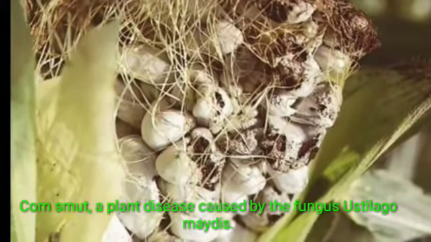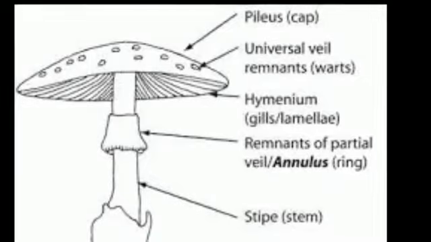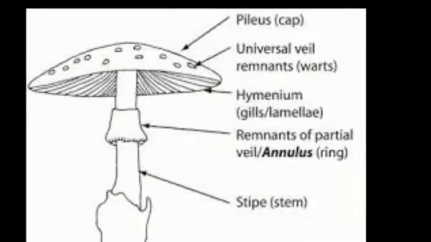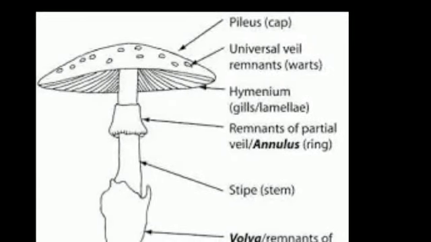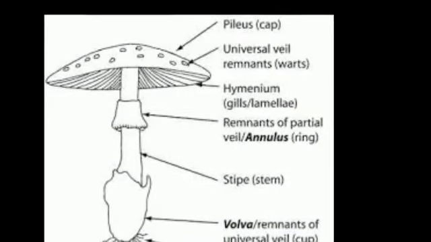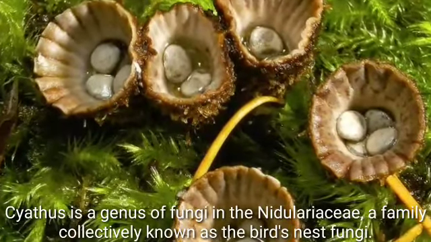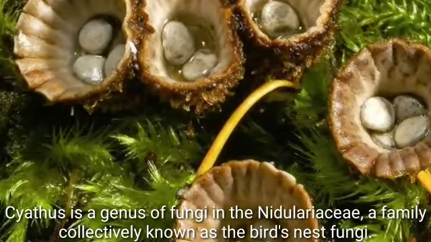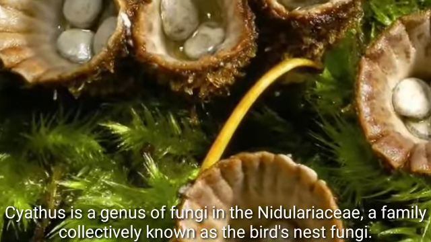And the fifth example for Basidiomycetes is Agaricus, called gill fungi, because gill-like structures are present in its fruiting body. It is also called fairy rings because its fruiting body looks like rings. Sixth one is bird's nest fungi. Cyathus or Nidularia, etc. are commonly known as bird's nest fungi. Their fruiting bodies resemble a bird's nest.